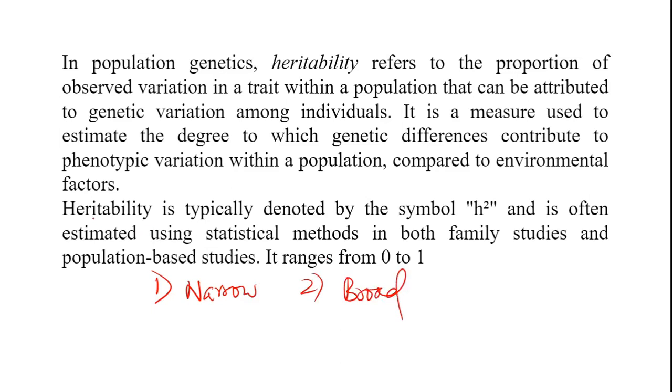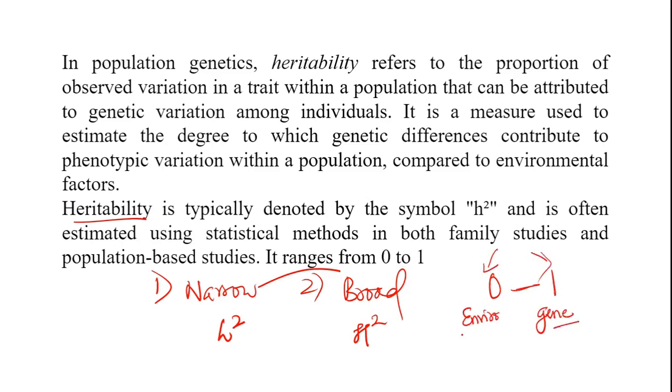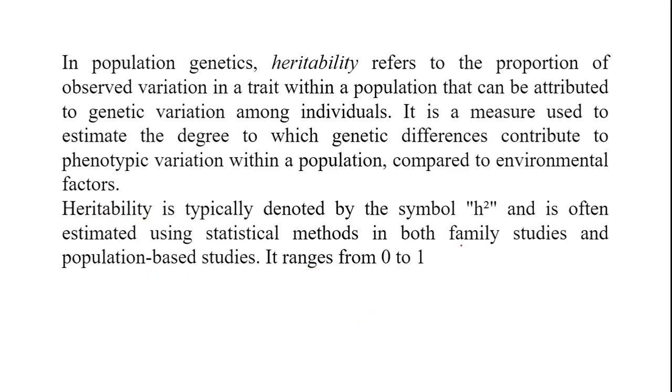Both heritabilities are mainly influenced by environment and genotype, which will be discussed in the next slide. Narrow sense heritability is indicated by small h square, and broad sense heritability is indicated by capital H square. Both values vary from 0 to 1. If the value is near 0, then the environmental effect is more. When the value is near 1, then the gene effect is more.